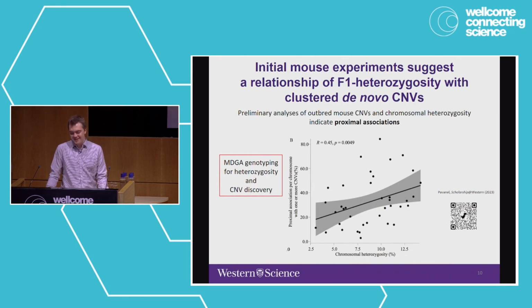Taking this all together and considering the spatial relationships between heterozygosity and de novo mutagenesis in the F2, we began looking in our lab at outbred mice to see if there are any associations between de novo CNVs and heterozygous sites. We did this with an MDGA genotyping mouse array and looked at outbred strains, specifically the CD1 and NMRI strains, where we observed prominent spatial, proximal associations between heterozygosity and the incidence of de novo CNVs.